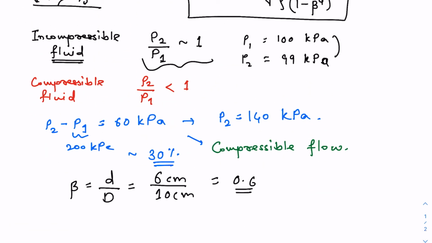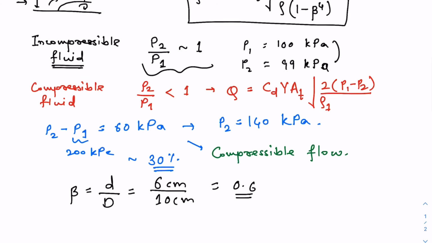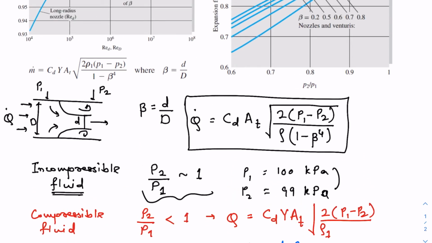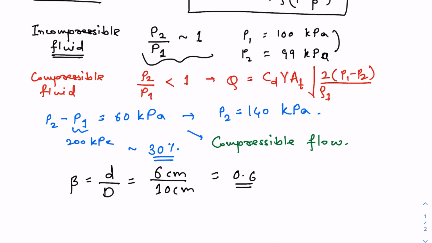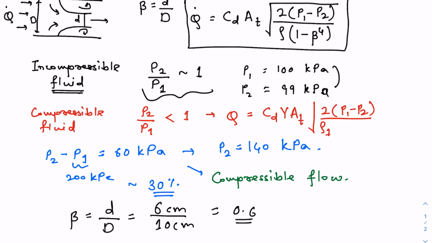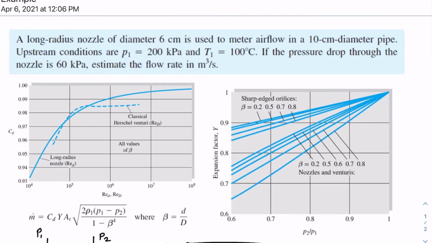So for a compressible fluid, the flow rate will be CD times an expansion factor multiplied by the area of the throat, and this square root term containing the pressure drop. One other important thing to note is that in the case of an incompressible fluid, the density is constant throughout the pipe. But in the case of a compressible fluid, the density is different at different locations because of significant pressure differences. From the ideal gas law, P equals rho RT, so if P changes, rho changes a lot. We are assuming a constant temperature here because in this problem the temperature is given to be constant at 100 degrees Celsius.